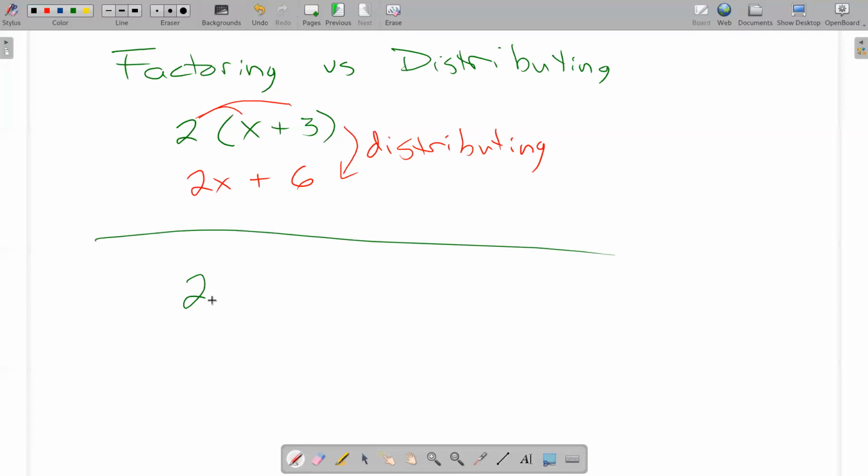So if instead I started with 2x plus 6, and I notice that, hey, 2 goes into both of these numbers, I can pull the 2 out and write what's left. So factoring is like dividing. If I were to divide this by 2, 2 divided by 2 cancels, leaving just the x. And if I were to divide that by 2, 6 divided by 2 would be 3. I would have a plus 3 there. So factoring is undistributing. It's like division, whereas distributing is multiplication.